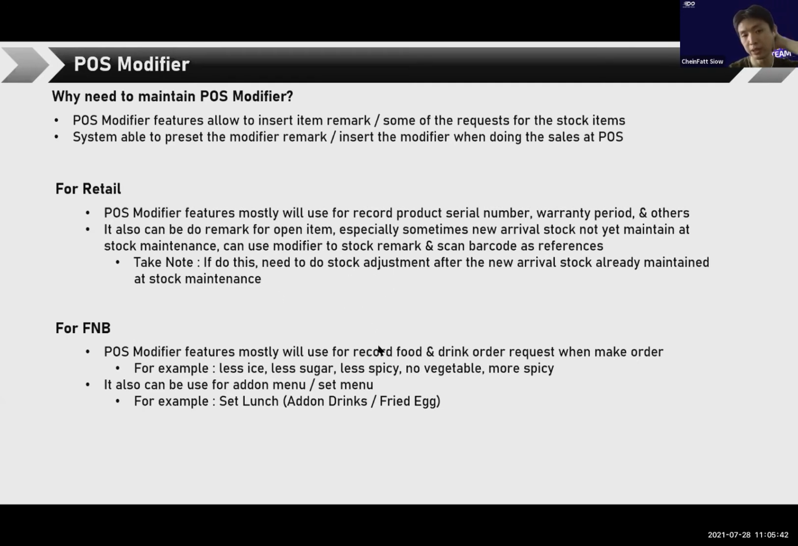For the F&B, these features will actually be used to record the food order request or customer request. For example, less ice, less sugar, less spicy. This is part of an example. Or the add-on menu or the set menu also can. Like the set lunch, we can add on, put the food and then the drinks under the modifier as a package like that.